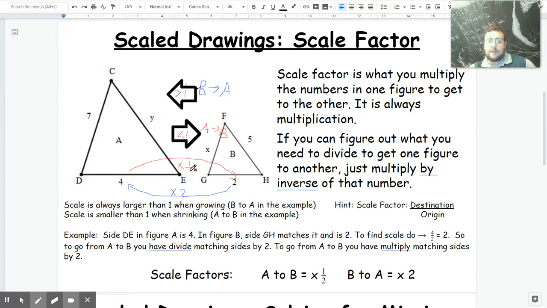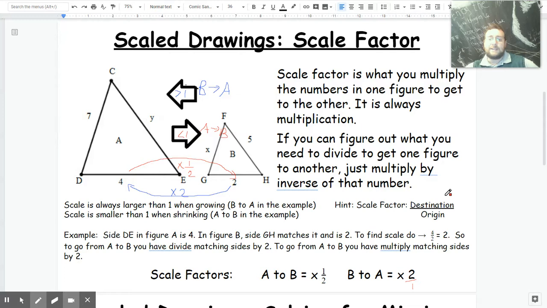Now notice that half is the inverse of 2, right? Because 2 is the same thing as 2 over 1. And so 2 over 1 and 1 over 2 are inverses of each other. So that's right. Once you figure out one of the scale factors, the other one, going in the opposite relationship, is just the inverse, the same way it is with constant proportionality, right? They're just the inverse of each other if you invert the relationship.